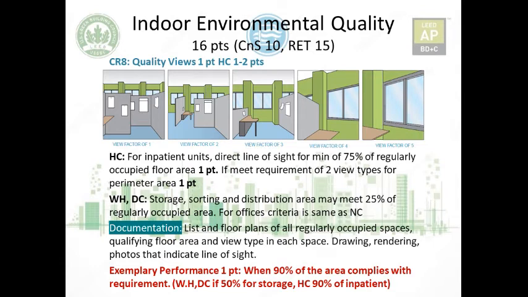For warehouse and data centers, the regularly occupied area or the offices criteria in these 2 adaptations remain the same. However, for the storage, sorting, and distribution area, you can meet only 25% of area that fulfills the 2 of the 4 options that we have discussed. Instead of 75, it is now 25. But for the offices, the requirement remains the same as new construction.